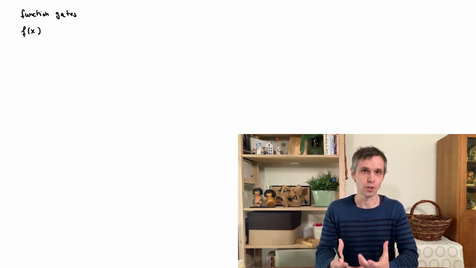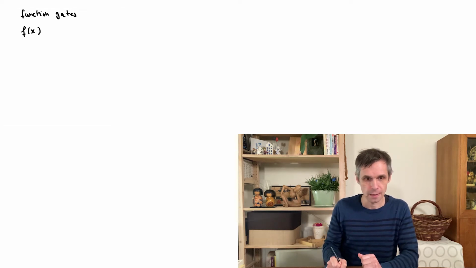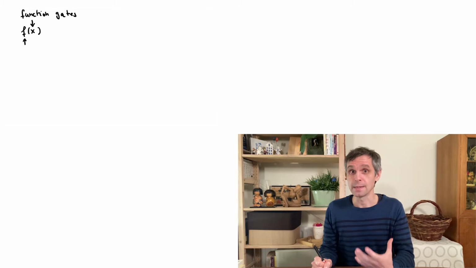This can be done very generally, but it's best first illustrated for a simple case. And for this we consider functions where the argument and the output are just a single bit. In this case we have exactly 4 different functions, and they correspond to the 4 unary gates that we encountered before. We can specify them in terms of a table.